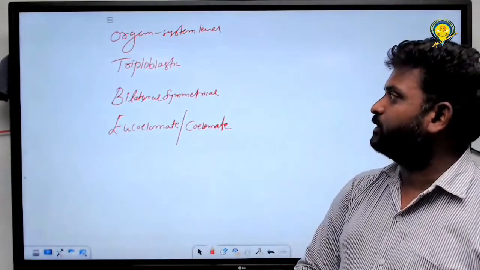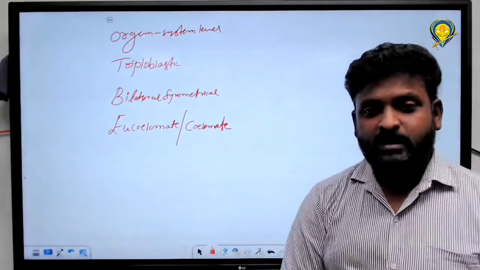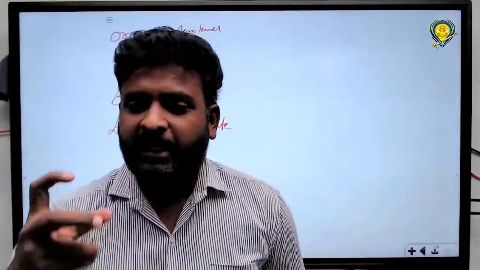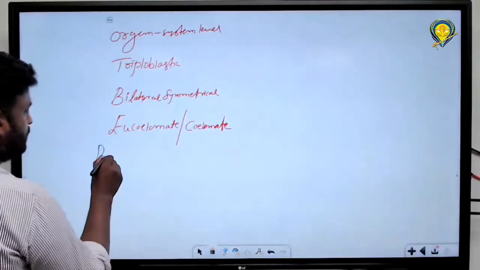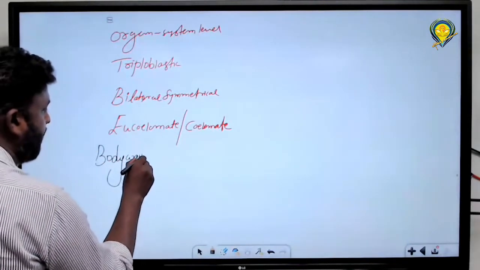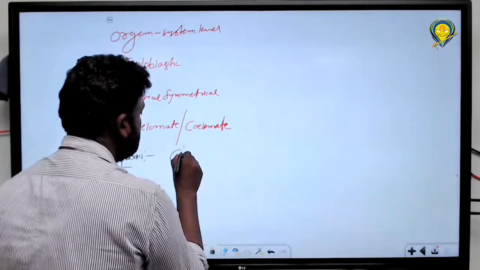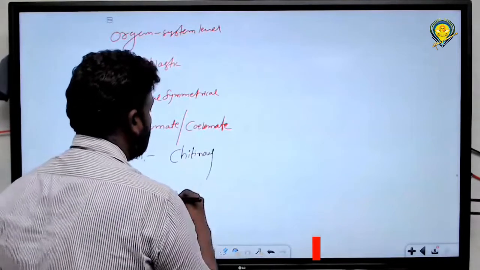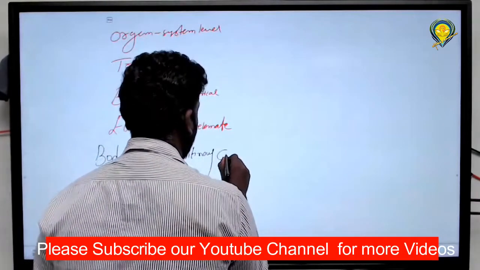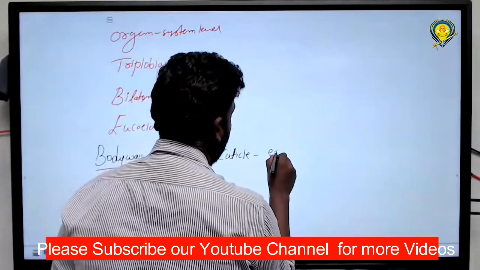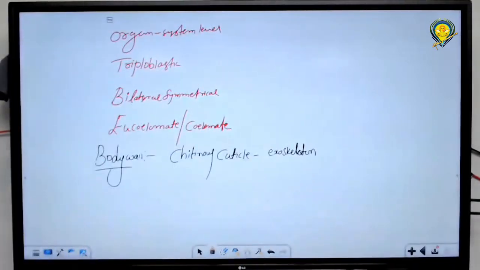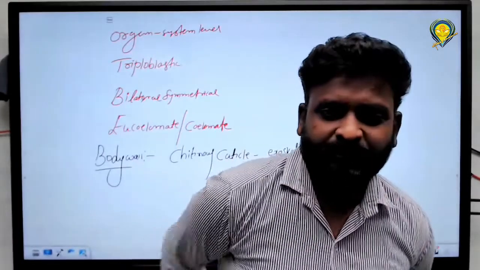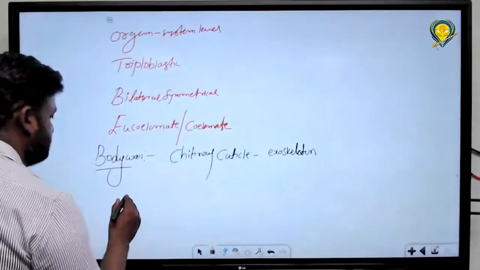And next one, if you can discuss more about the body, right? So the body is covered by a chitinous exoskeleton. Please write it. Body wall. It's covered by what? Chitinous cuticle. It's about the exoskeleton. Got it? The next one, segmented body or unsegmented body? Segmented body. Segmented animals. Please write it.